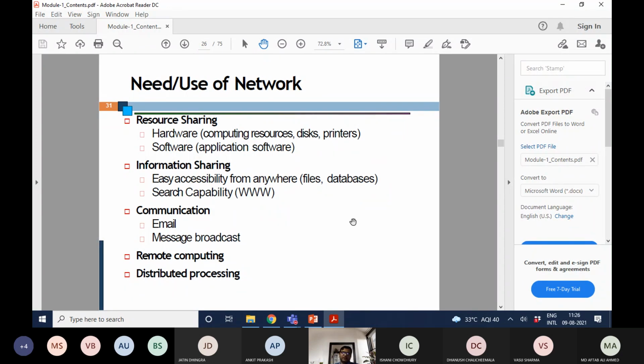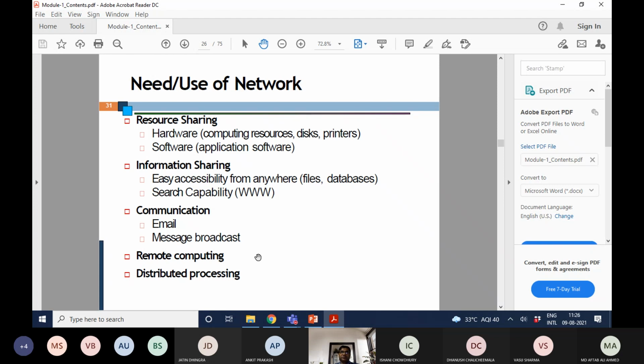Then the next one is search capability. If we want to search on the internet, that can also be done with the help of the WWW, that is World Wide Web. From that we can get information which is needed for us. And for communication purposes, email communication is there, message broadcasting is there. We can use the network for communication, as well as remote computing. If I want to compute anything on a remote device, that is also possible with the help of the network.